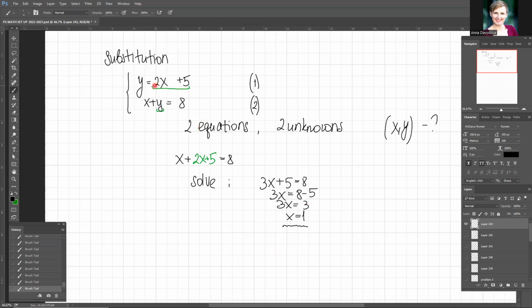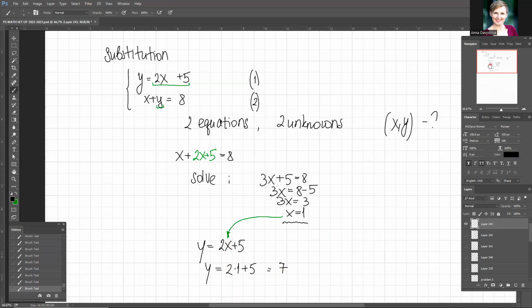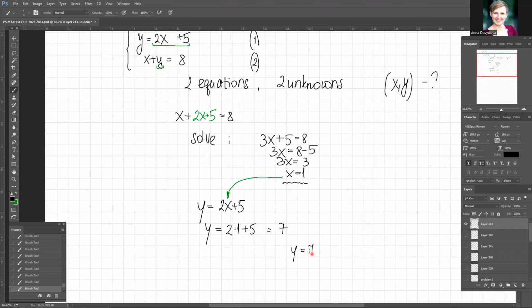And now I recall that in line 1, y was equal to 2x plus 5. I can now replace x equal 1 right here. Two times 1 plus 5, multiplication, is 7. So I discover that y is equal to 7. So my answer is 1, 7, x, y.